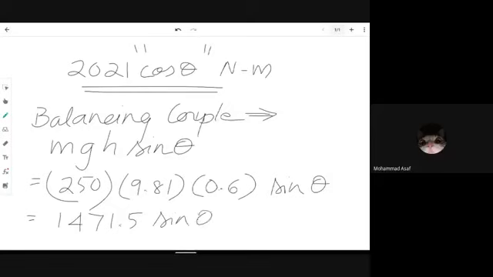You will obtain the balancing couple value as 1471.5 sine theta. So we have obtained the equation with both the sides. Now simply rearrange one side as tan theta. That means sine theta divided by cos theta; you can rearrange it in that format and obtain tan theta.